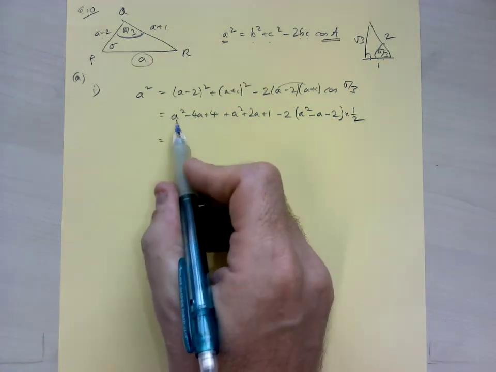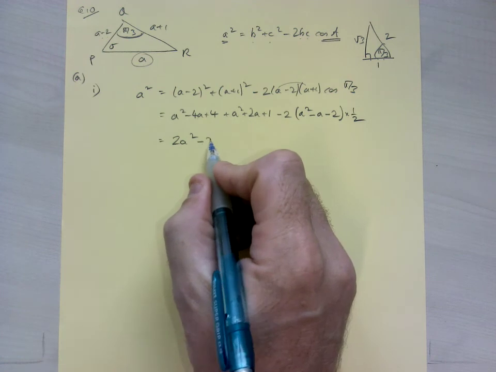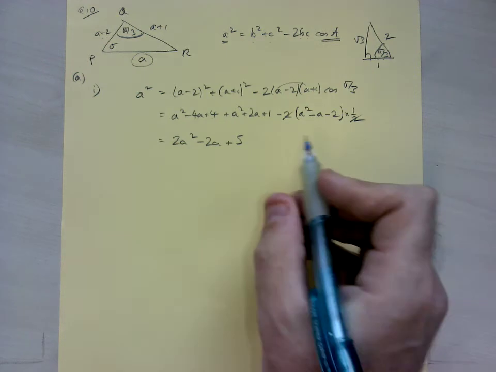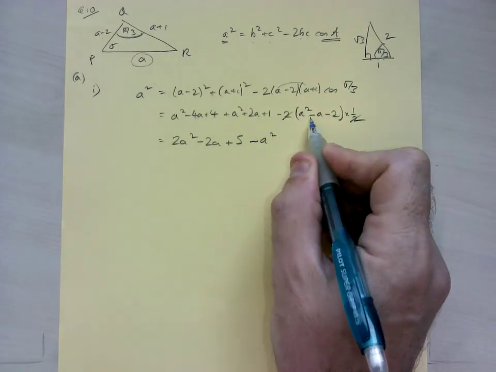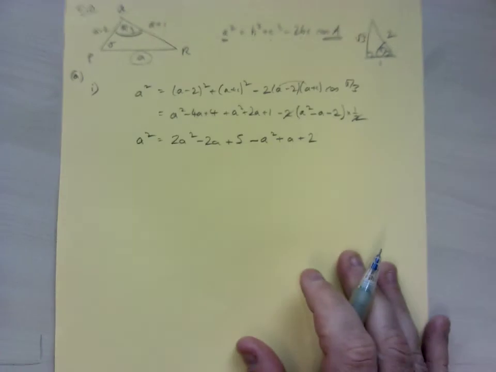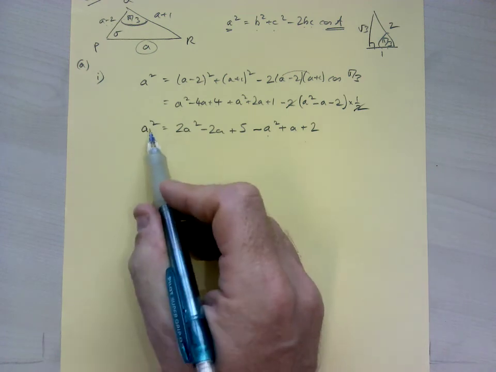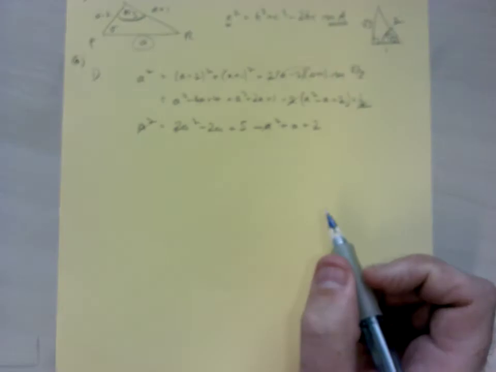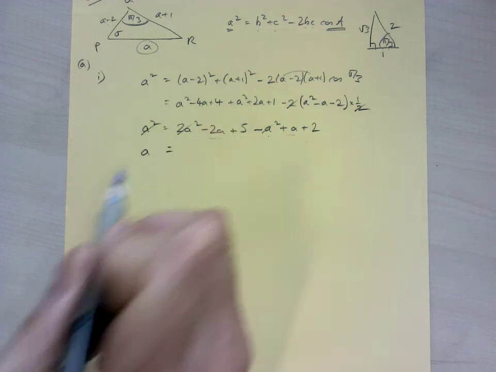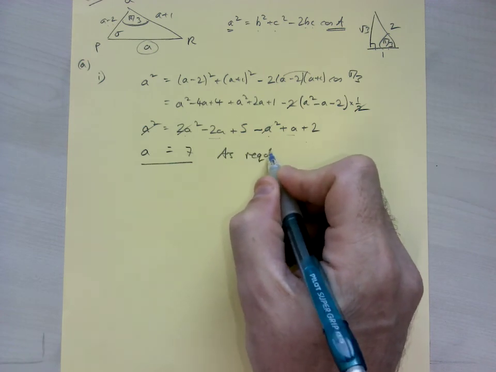Let's work this out. That's going to be 2a squareds here, 2a squareds, minus 4a plus 2a is minus 2a, plus 4 plus 1 is plus 5. That 2 gets cancelled with that, leaving me with minus a squared, plus a plus 2, that's a squared. Keep tidying up. 2a squared minus a squared is a squared, disappears with that one. So my a squareds all cancel out. Minus 2a plus a is minus a. Bring that over here. A equals 5 plus 2 is 7. So I've done that as required.